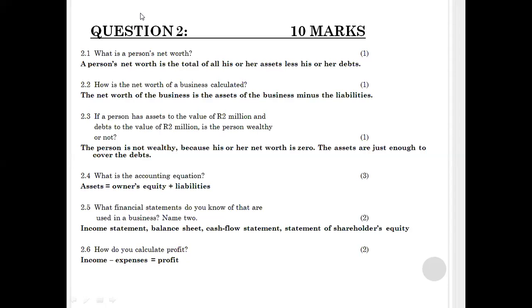2.2, how is the net worth of a business calculated for 1 mark? The net worth of the business is the assets of the business minus the liabilities. So it is almost the same answer with 2.2 and 2.1. The net worth is the assets and the liabilities that are involved. And how do you calculate it? By taking the total assets minus the total liabilities. So 2.2, 1 mark there.